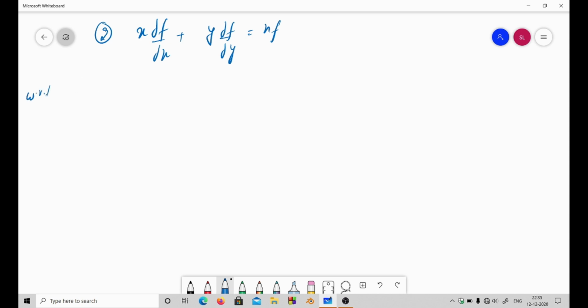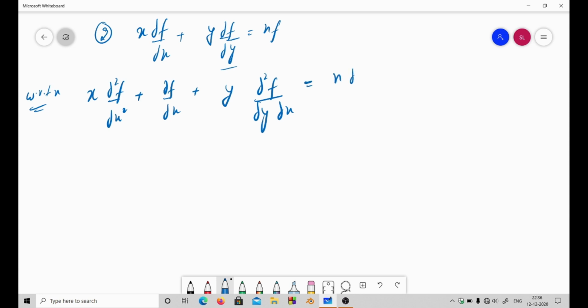First, with respect to x, what do we get? x as it is, using the product rule, plus del f by del x. Differentiating, y is a constant, so it remains outside, and del square f by del x square. On the right side, n is a constant and we differentiate with respect to x, so n del f by del x. Because this is a two variable function, in x and y, both are treated as variables in both cases.